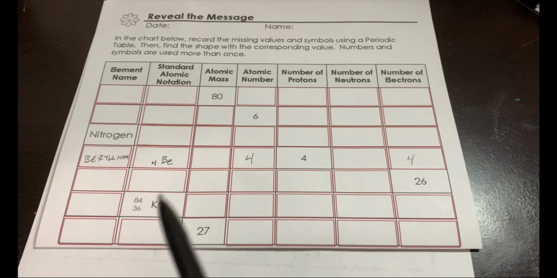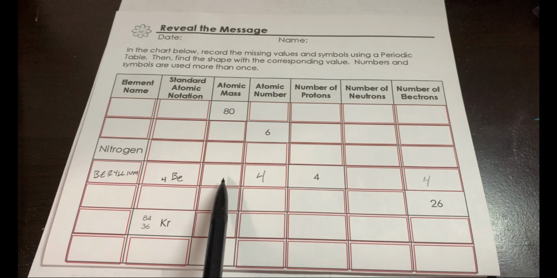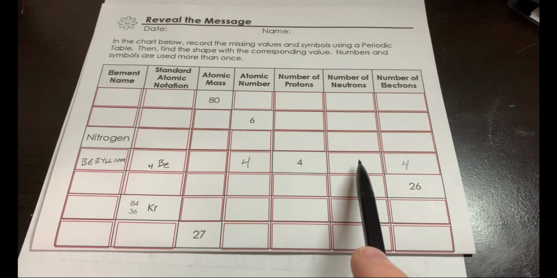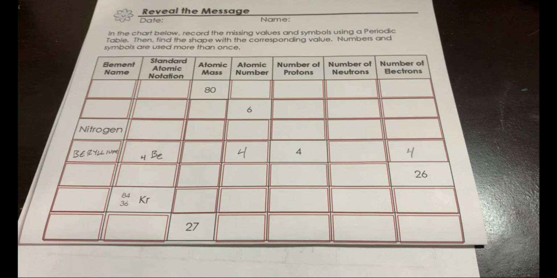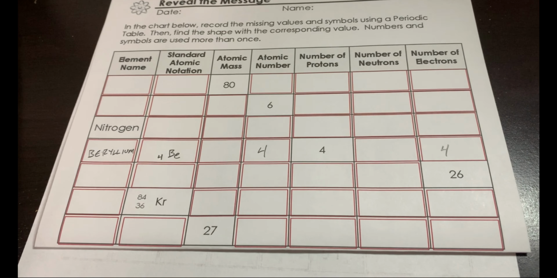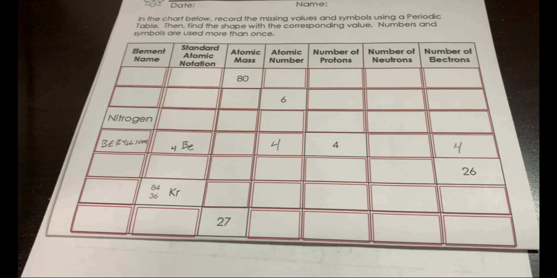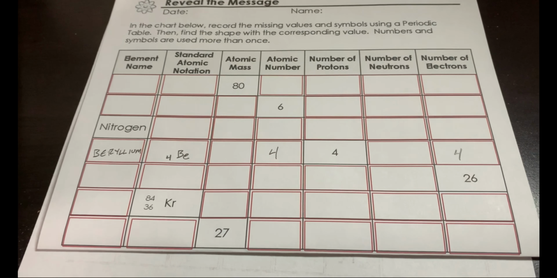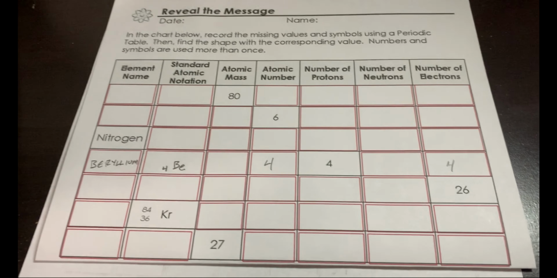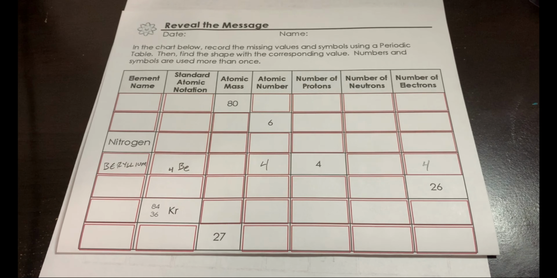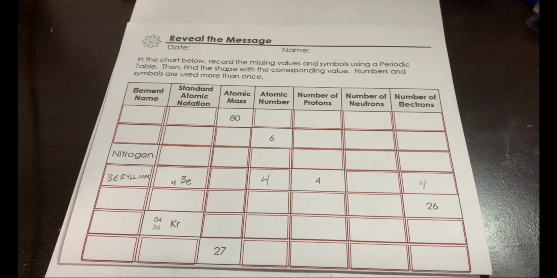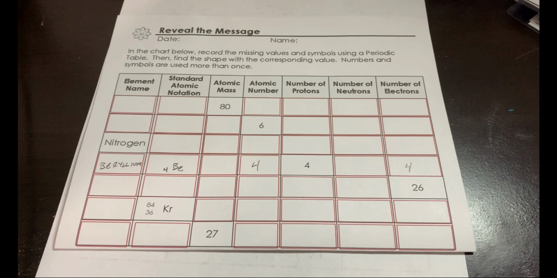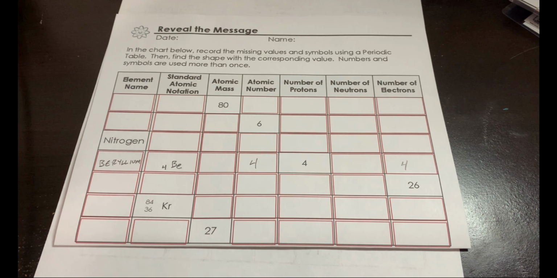Now for this one, I don't have a mass number and I don't have neutrons. So here's what I want you to do for this assignment. Look at the periodic table and round the atomic mass to the nearest whole number. Just for this one. I never will ever want you to do that again. But just for this activity, take the atomic mass from the periodic table and round it to the nearest whole number.